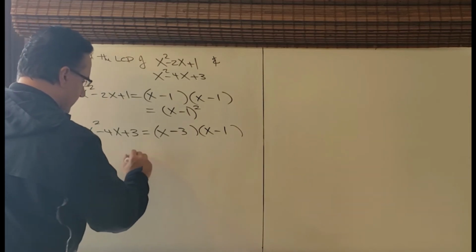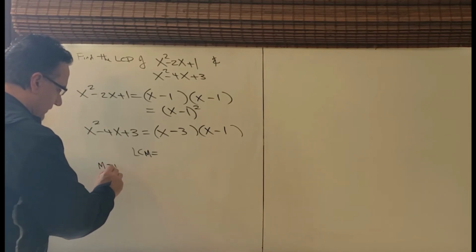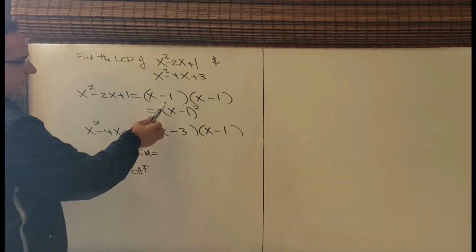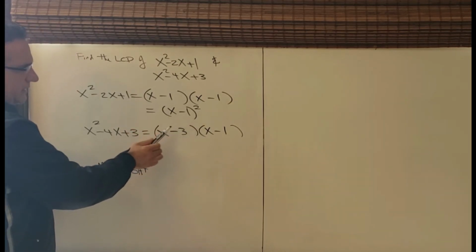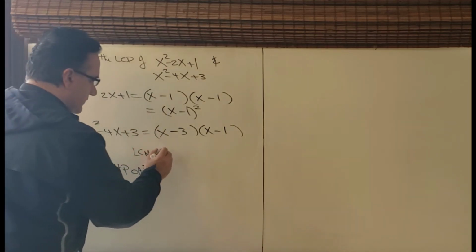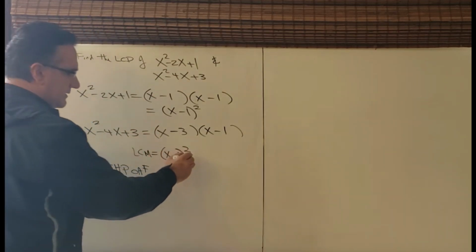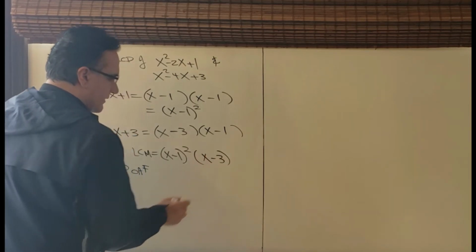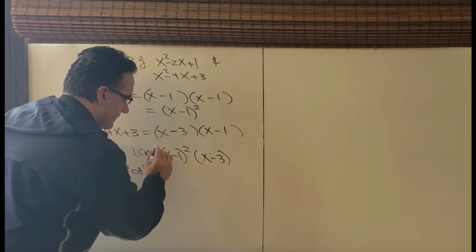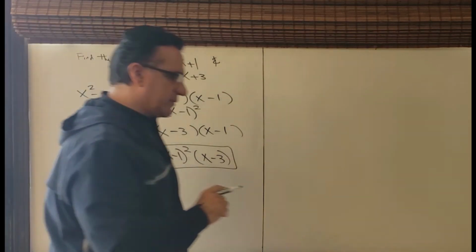So now to find the LCM, we're going to follow the same procedure. We're going to multiply the highest power of all factors. So notice the factors here are x minus 1 and x minus 3. The highest power of x minus 1 is x minus 1 squared. And the highest power of x minus 3 is just x minus 3. So just as simple as that, there is the LCM of those two expressions.